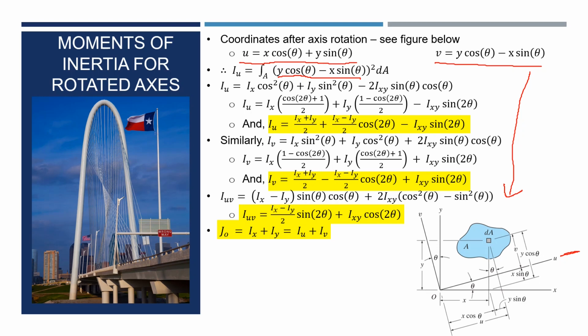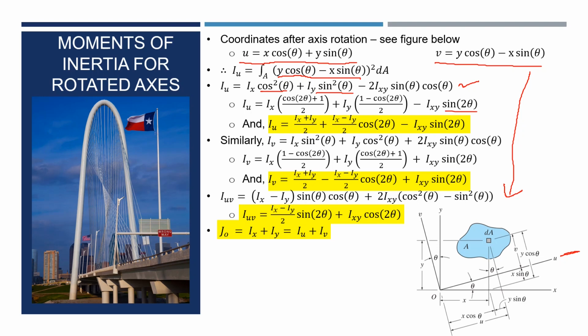Expand the binomial, identify Ix, Iy. So this next step is pretty easy. This step isn't so easy. Cosine squared is cosine 2 theta plus 1 over 2. That's the formula for cosine squared. Sine squared is 1 minus cosine 2 theta over 2. And then 2 sine theta cosine theta is sine of 2 theta. So we use some trig identities.